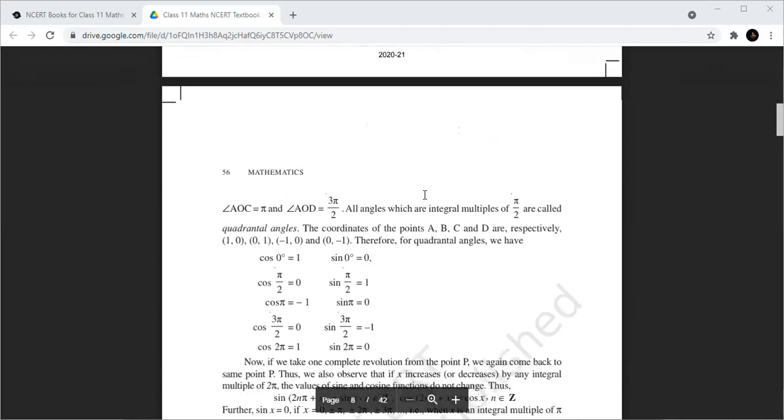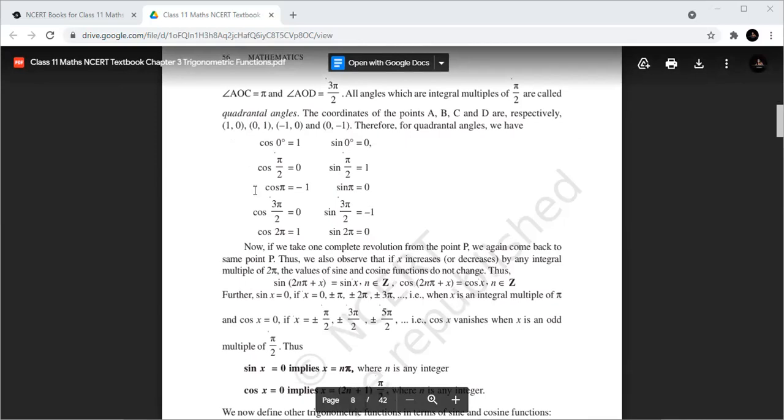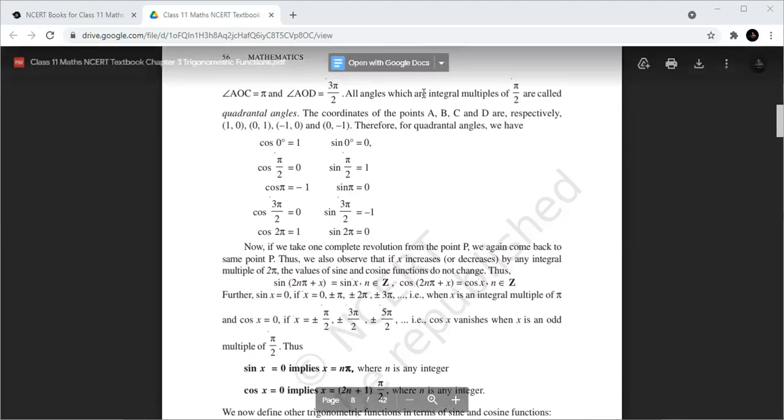Okay. Now let's see what is the next thing. So here is what they have told you: these base quadrants, the 4 lines out here, 1st quadrant, 2nd quadrant, 3rd quadrant, 4th quadrant. So 0, 90, pi, all multiples of pi by 2. When we consider integral multiples of pi by 2, these are known as quadrantal angles.